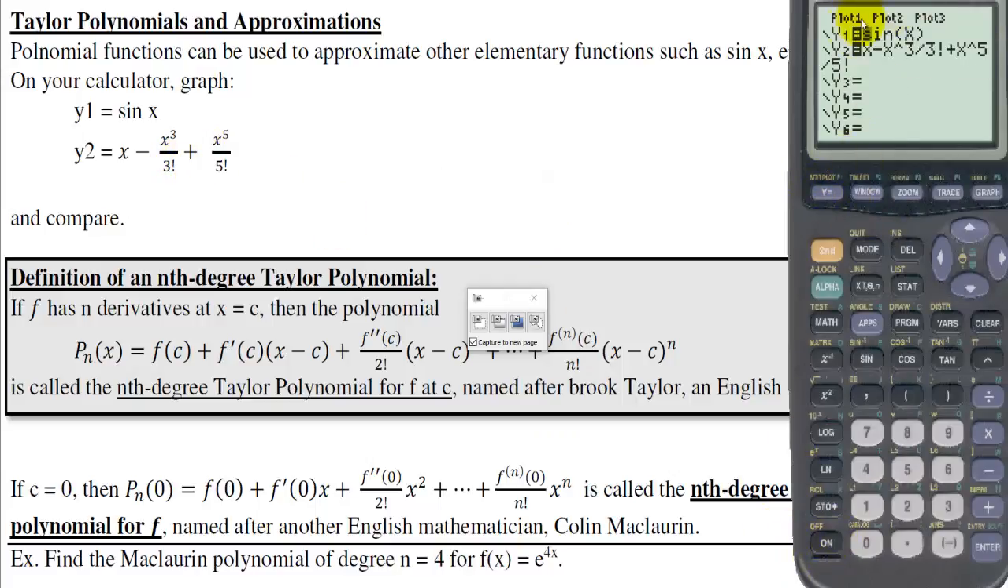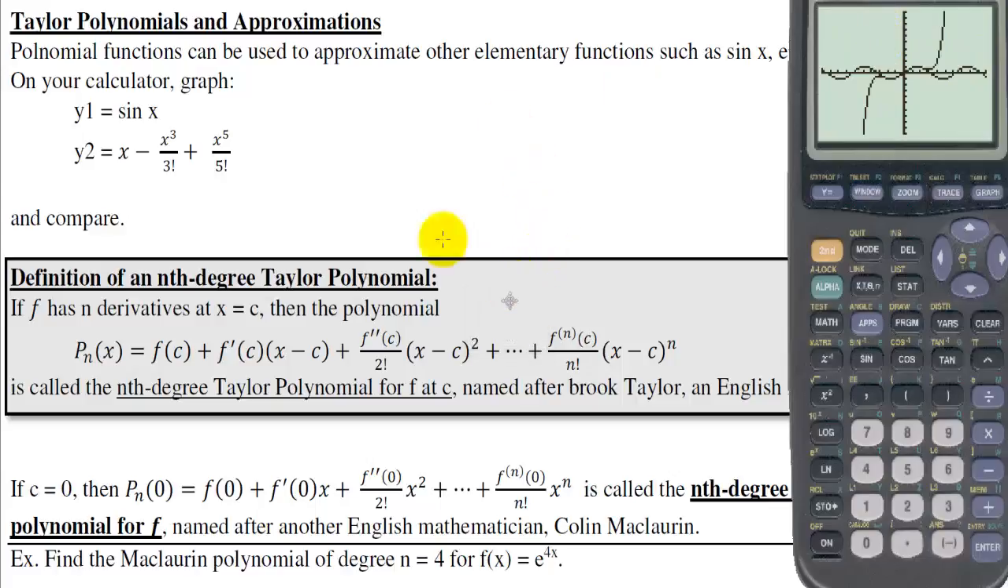So I've already got these plugged in, and notice when we graph these, here's the wave of sine of x, and the polynomial is an x to the fifth, and it follows sine very closely for about one wave. And the more we add on to this, the more closely and the longer the polynomial will follow sine.